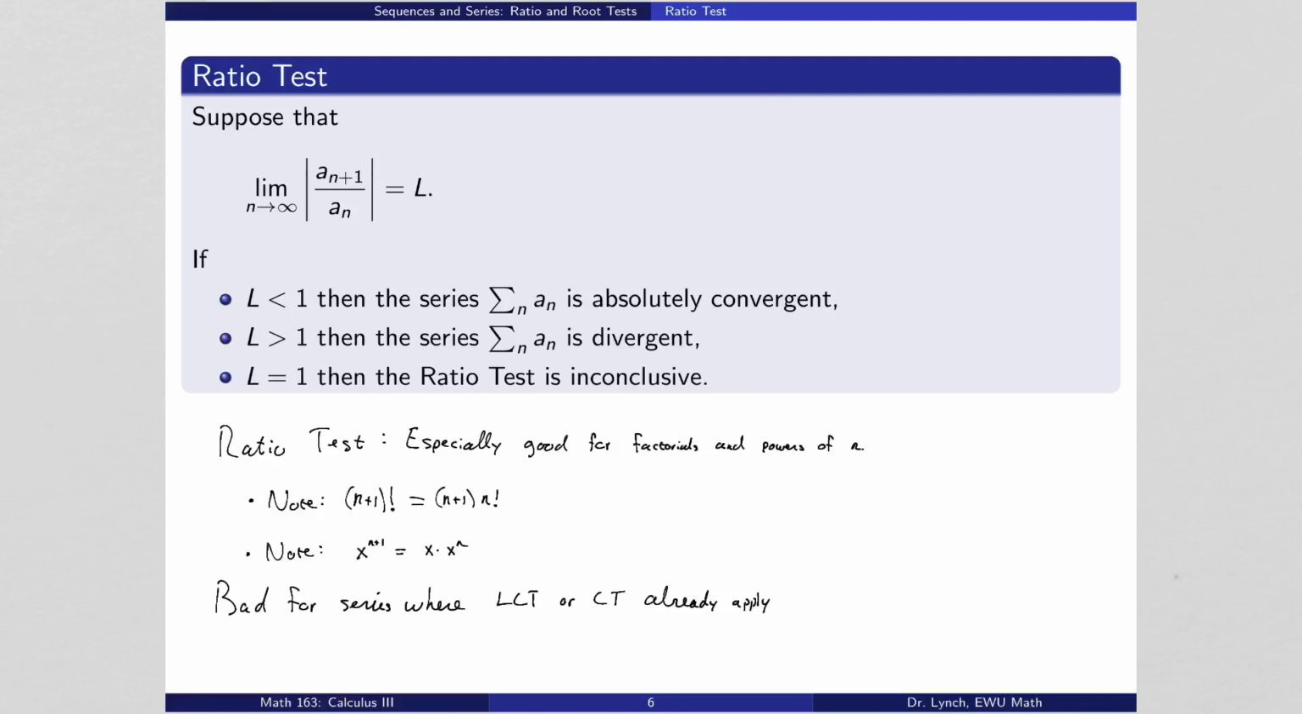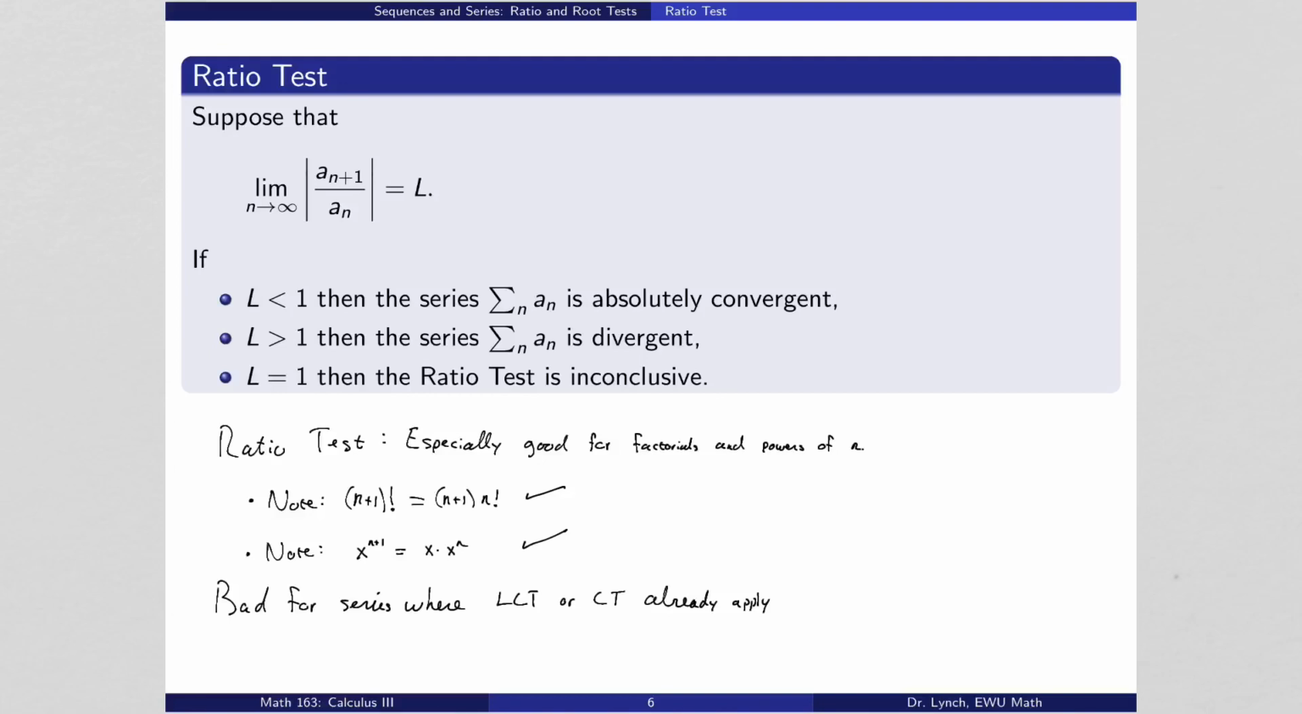We'll make lots of computations that make use of the fact that n plus 1 factorial is the same as n plus 1 times n factorial. And similarly, that x to the n plus 1 is the same as x times x to the n. It turns out that the ratio test is bad for series where the limit comparison test or comparison test might apply. Usually in those cases, you'll end up getting 1 for the L, so the ratio test is inconclusive.